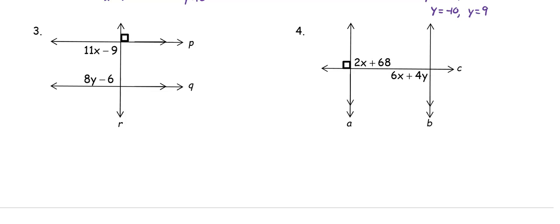In 3 and 4, we have parallel lines because of the arrows, and we have a right angle, which means all of the other angles are now going to be a right angle. So we have all right angles in all 8 of our angles.